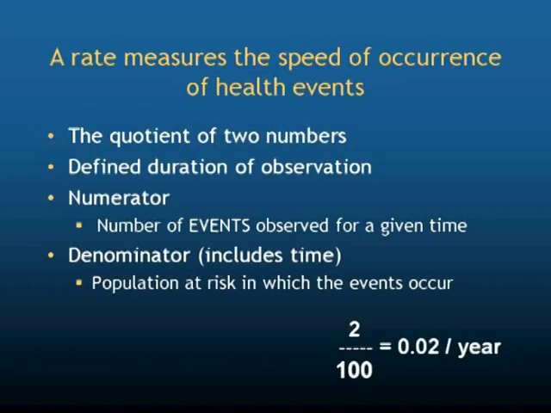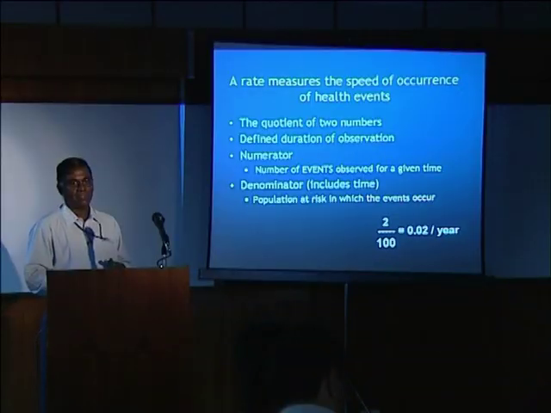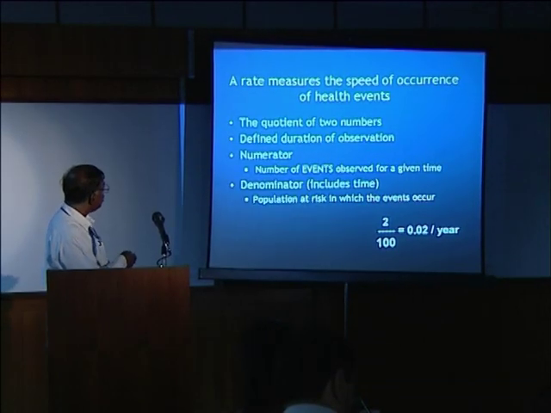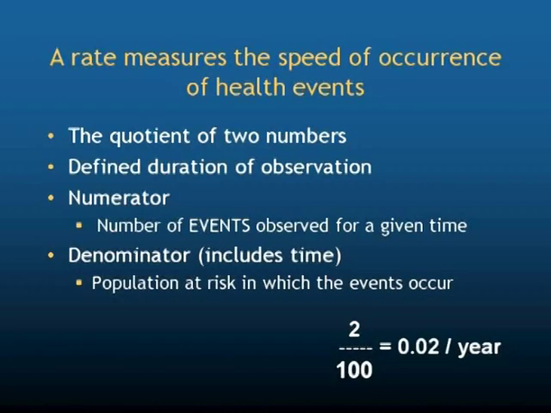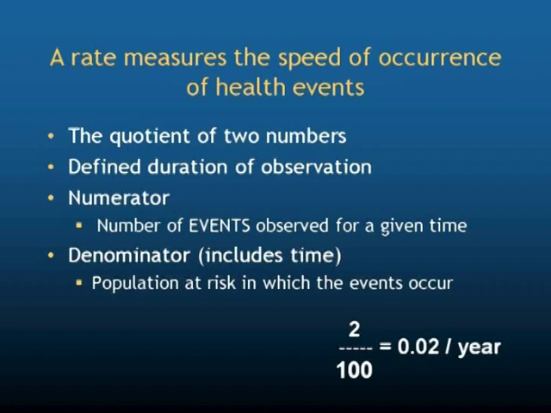Okay. So we saw what is ratio, what is proportion. What is rate then? Say a rate measures the speed of occurrence of health events. Okay. So this is also a quotient of 2 numbers, with a defined duration of observation. The numerator is the number of events observed for a given time. In 1 year, how many cases? We saw, you know, in CTA there were 50 odd cases in 1 year. The denominator is the population at risk in which the event occurred. So you get a rate which is, see, there are 2 cases in a year and it's 0.2 per year.